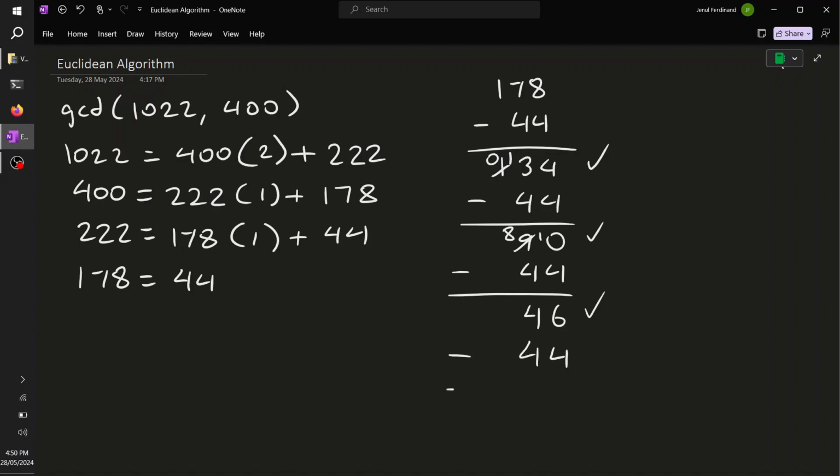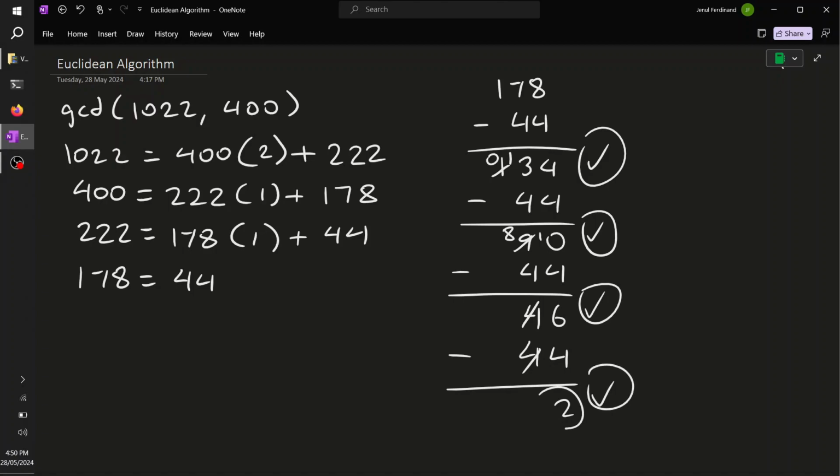Subtract again. 6 minus 4 is 2. 4 minus 4 is 0. So that went in 4 times, and we got a remainder of 2. So we can say that we multiply 44 by 4, and the remainder is 2.